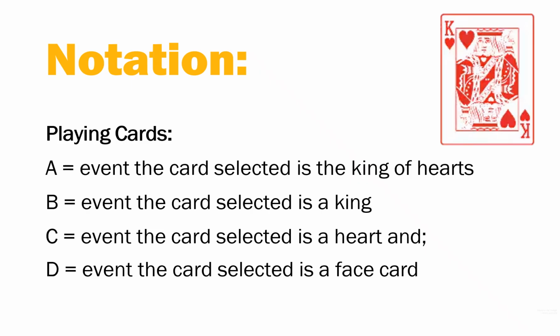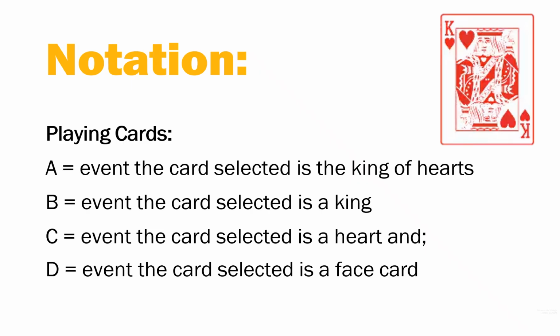And so that is the event that the card selected is a king, consisting of 4 outcomes: the King of Spades, the King of Hearts, the King of Clubs, and the King of Diamonds. And so this is just the way we say these things. So you'll get questions where it will say, what is the probability of A plus B, where A is the event the card selected is the King of Hearts, and B is the event the card selected is a king.